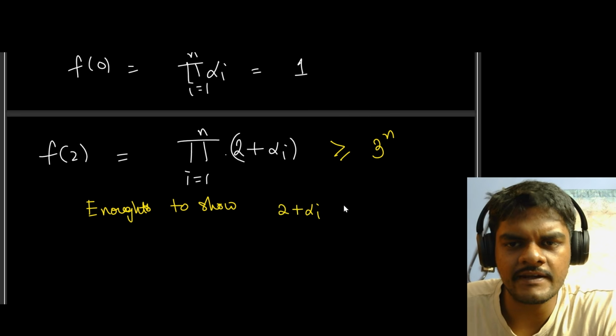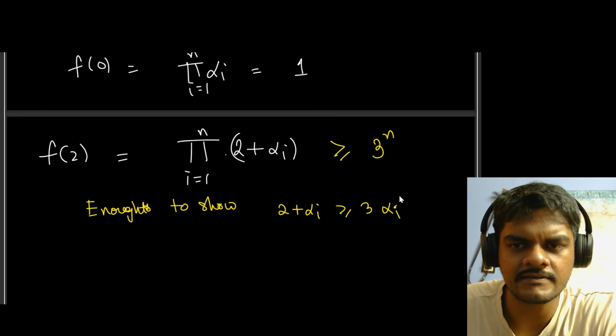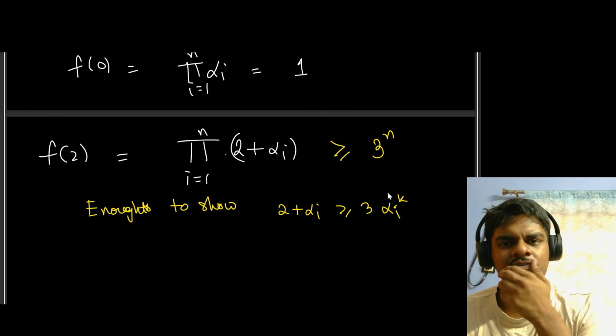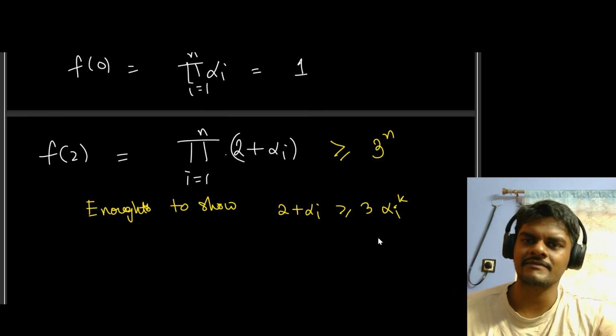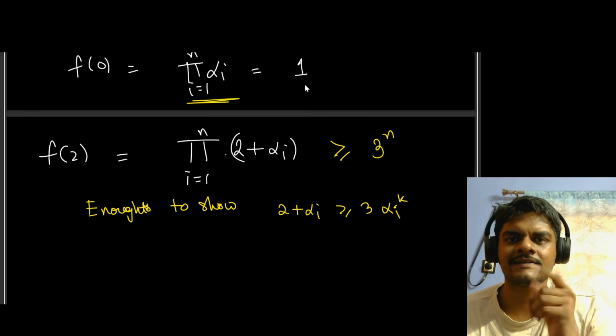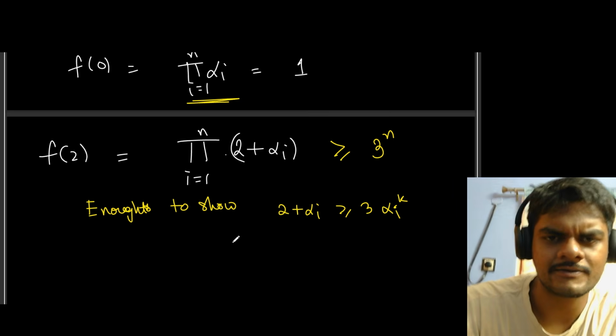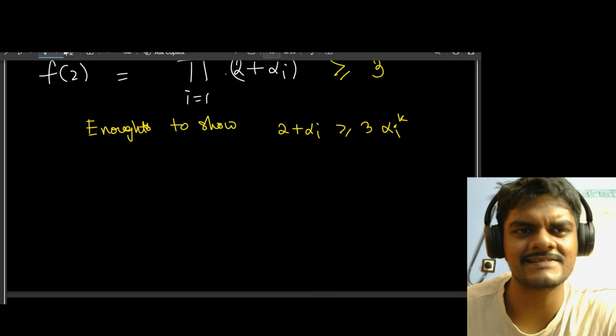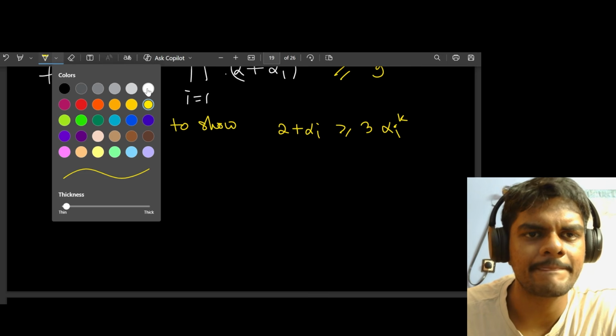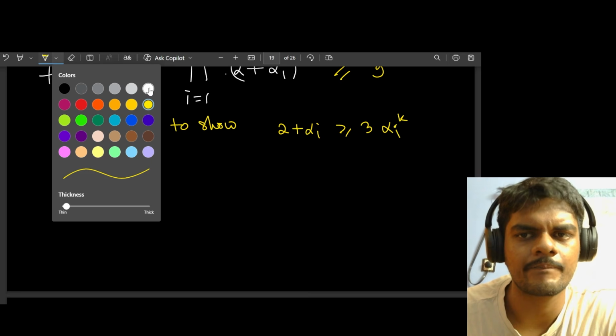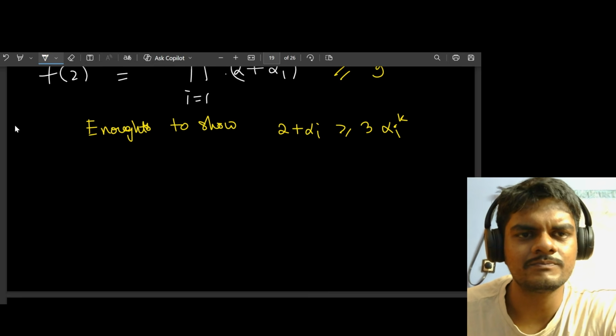2 plus alpha I is greater than or equal to 3 times alpha I power something. Okay, if I show this now, I can take the product and everything, because the product of alpha I is 1. So if I show this, this seems possible. I want 3, right? I want 3. So what can I do?